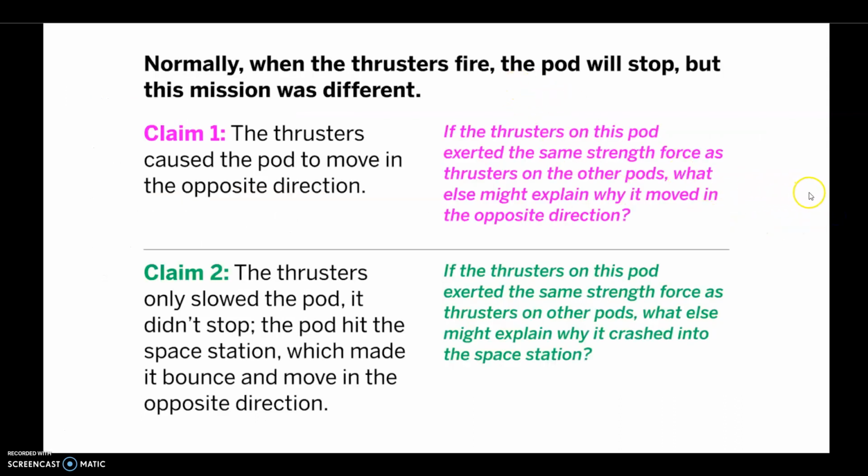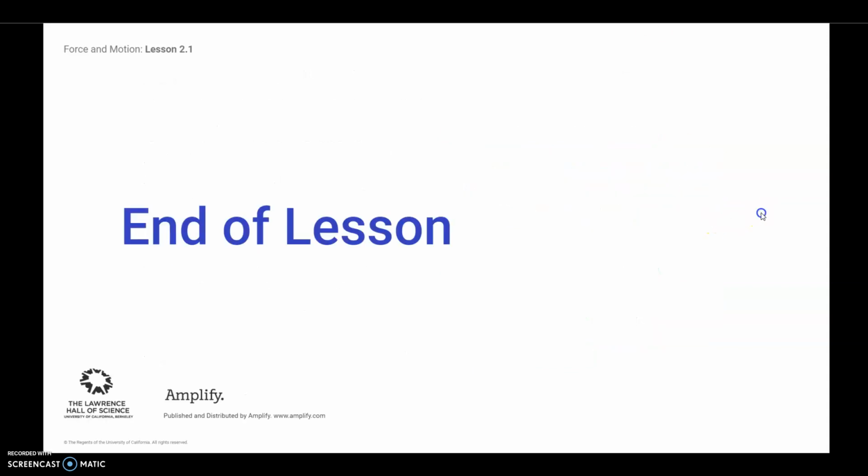Normally when the thrusters fire, the pod will stop, but this mission was actually different. If the thrusters on the pod exerted the same strength of force as the thrusters on the other pods, what else might explain why it moved in the opposite direction? If you're looking at claim 2, if the thrusters on this pod exerted the same strength force as the thrusters on other pods, then what else might explain why it crashed into the space station?